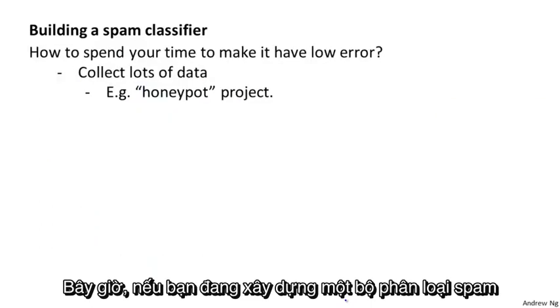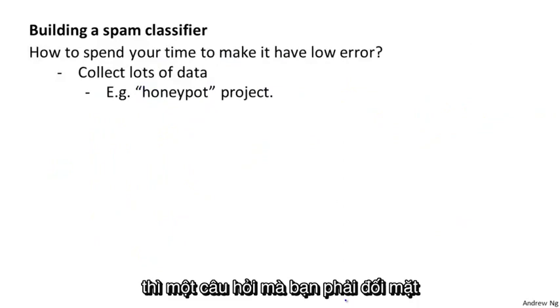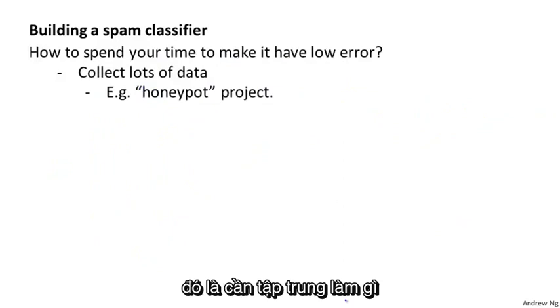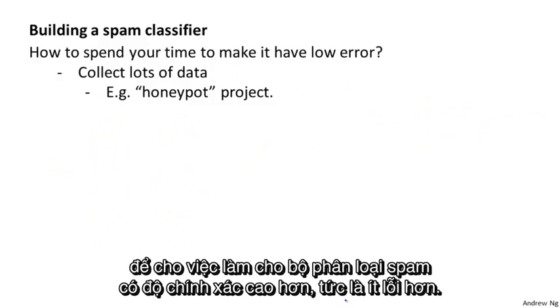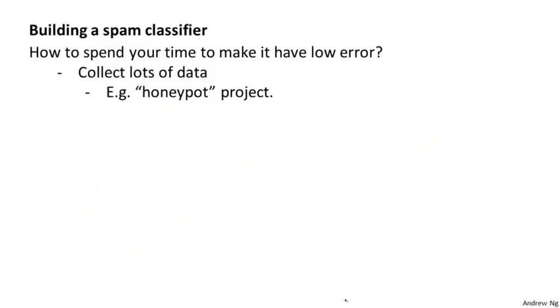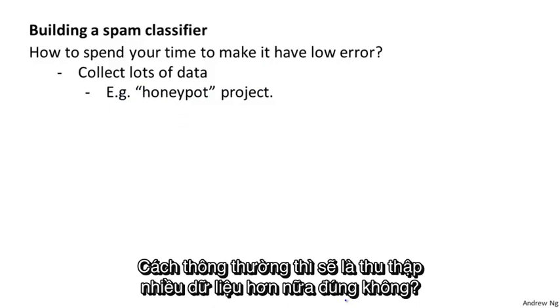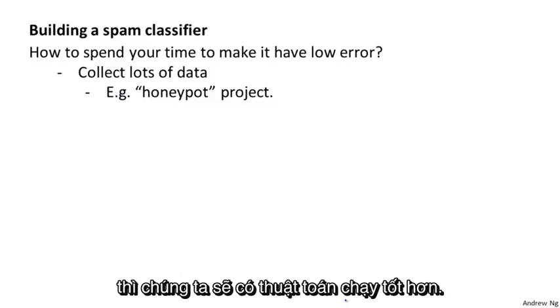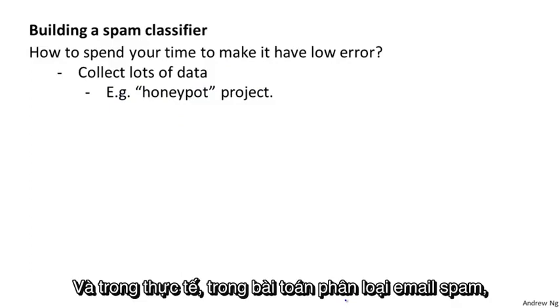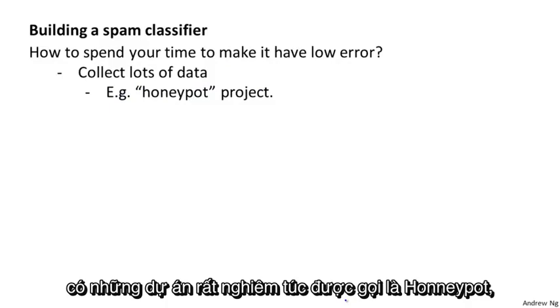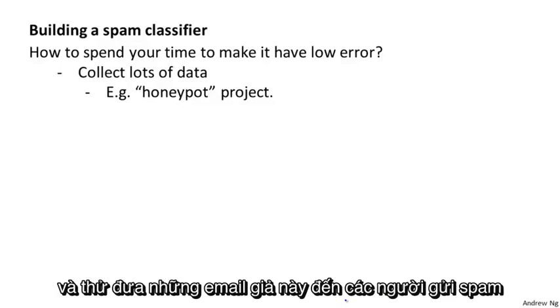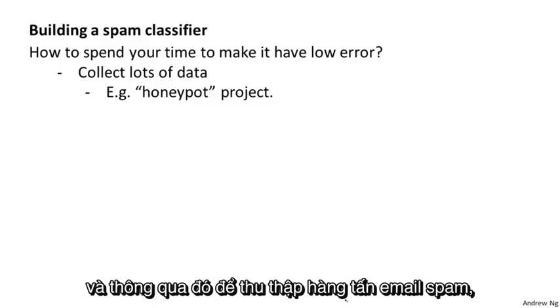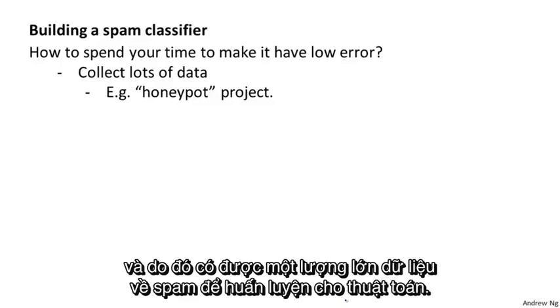Now, if you're building a spam classifier, one question that you may face is, what's the best use of your time in order to make your spam classifier have high accuracy or have low error? One natural inclination is to go and collect lots of data, right? And in fact, there's this tendency to think that, well, the more data we have, the better the algorithm will do. And in fact, in the email spam domain, there are actually pretty serious projects called honeypot projects, which create fake email addresses and try to get these fake email addresses into the hands of spammers and use that to try to collect tons of spam email and therefore get a lot of spam data to train learning algorithms on.